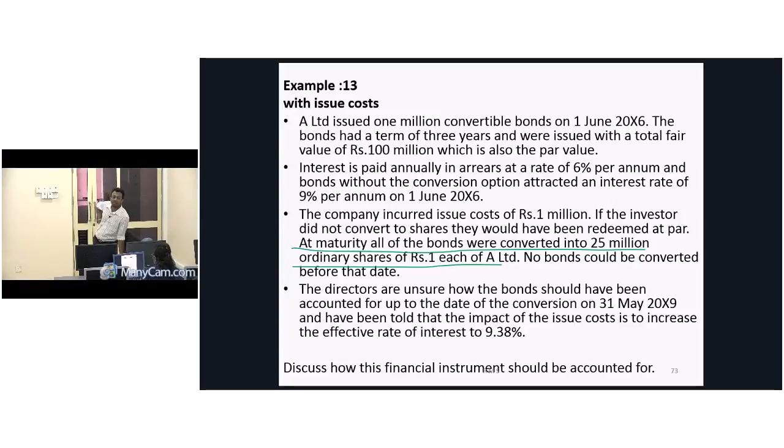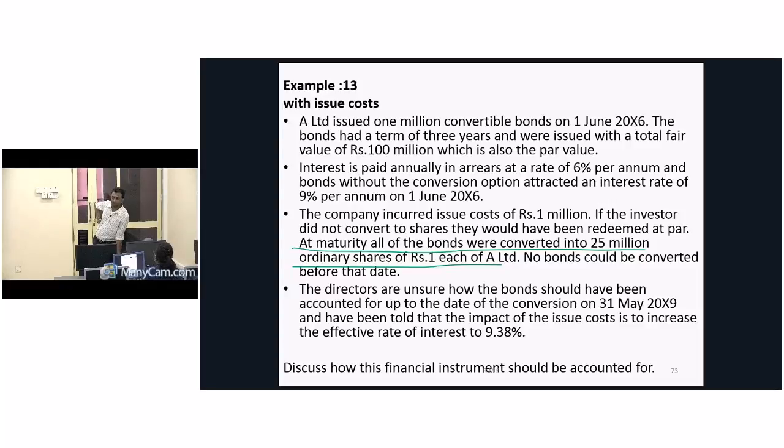9.38%. It is not that the 6% doubles to 12% because of issue cost. They calculated it in Excel and it will not be that much, it will be 9.38%. It increases only a little, by a small decimal, right? Now you work it out, how to do it?